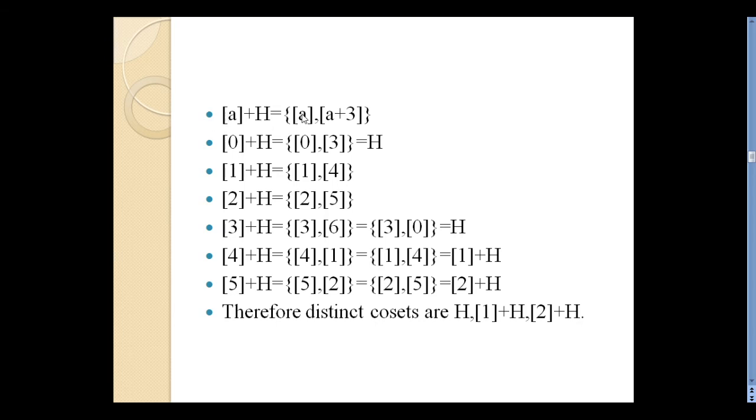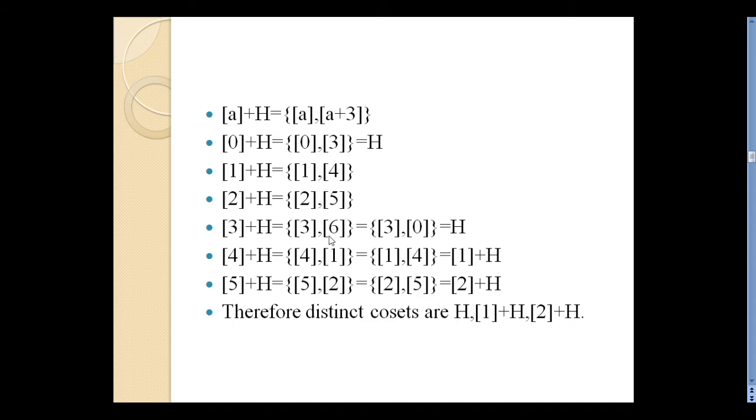a plus H is equal to a plus 0, a plus 3. Then 0 plus H is 0 plus first element 0, it is 0. Then 0 plus second element 3, we get 3, which is nothing but H again. Then 1 plus H: 1 plus 0 is 1, 1 plus 3 we get 4. Then 2 plus H: 2 plus 0 is 2, 2 plus 3 we get 5. Then 3 plus H: 3 plus 0 is 3, 3 plus 3 we get 6.